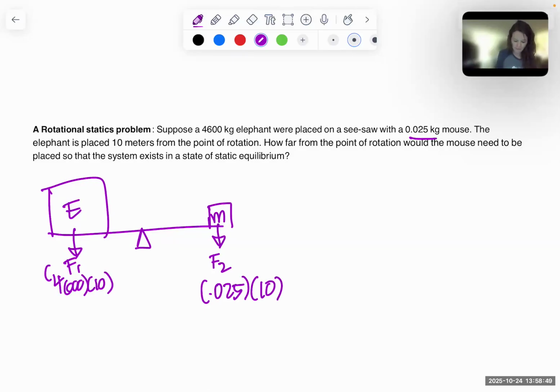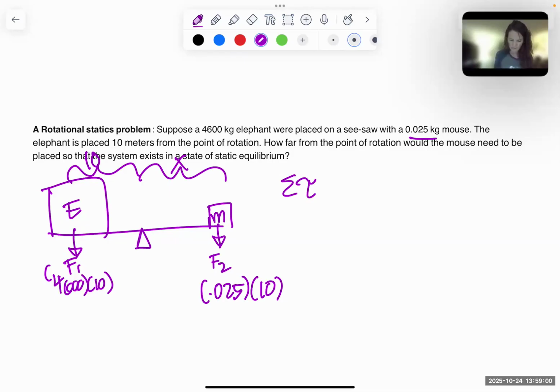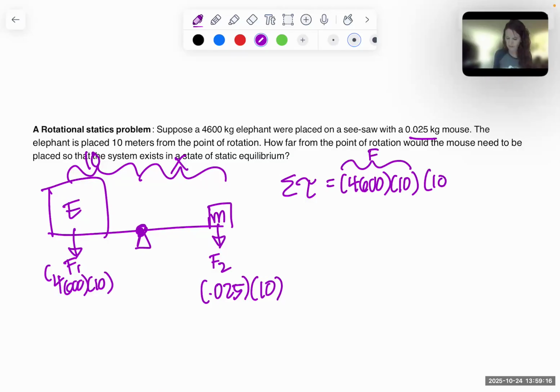And so if this distance right here is 10 meters, I want to know how far away my mouse needs to be. The sum of my torques would be from my fulcrum, because that is going to be my axis of rotation. For my elephant and my force 1, that's going to be coming out at me, so that's positive. So I have 4,600 times 10. This is my force. And then times 10 meters, that's my radius. But then for my mouse, my radius and force is going to go into the board. So minus, I'm just going to multiply these together right now.